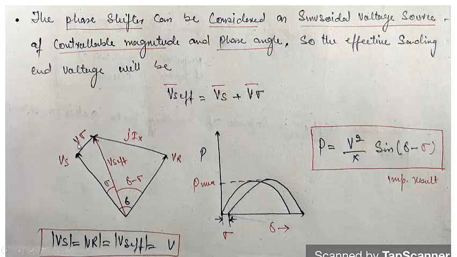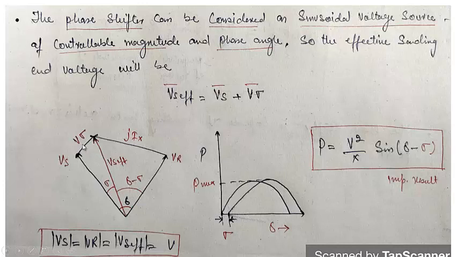As I have told you, the phase angle is the angle between this voltage phasor and this. This will be now the phase angle, and this magnitude will determine this sigma. If this magnitude is more, the sigma is more. If this magnitude is less, the sigma is less. So depending upon this value, this is the actual value of the angle between Vs and Vr, that is delta. Now the angle between Vs effective and Vr will be equal to delta minus sigma.